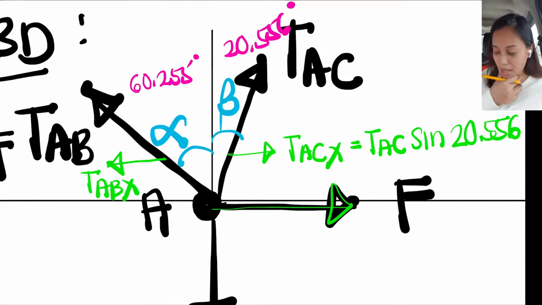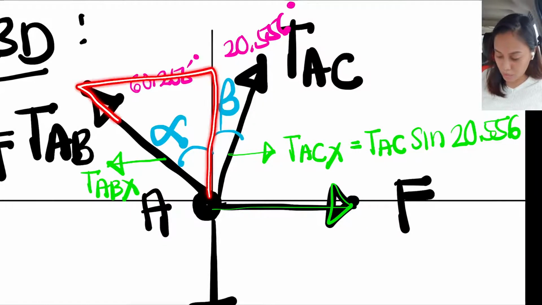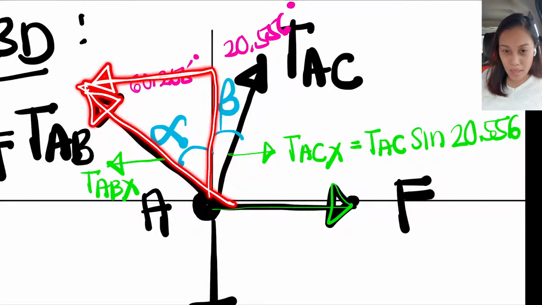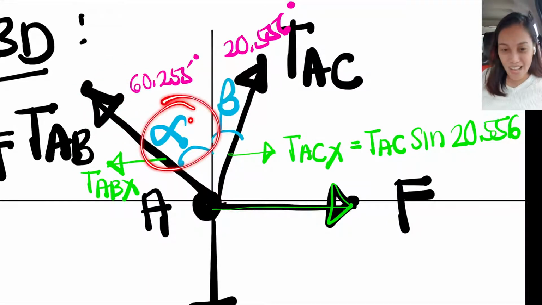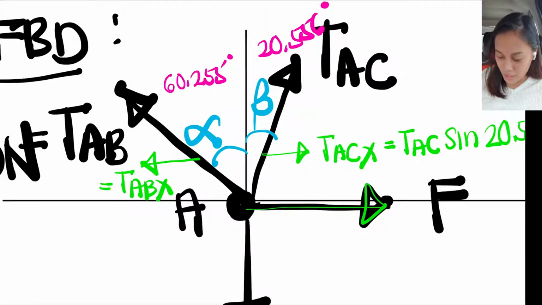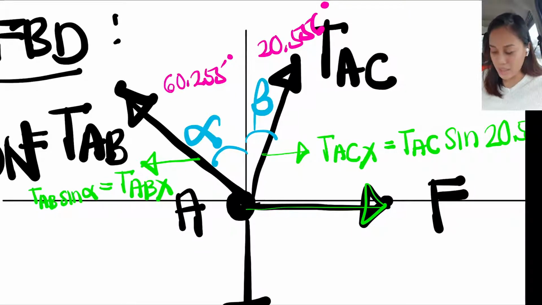Okay, now TABX. What is TABX? Again, in the triangle of TAB, here is its x component and y component. The x component is opposite the angle, so it is also sine. This is TAB sine of alpha, 60.255.